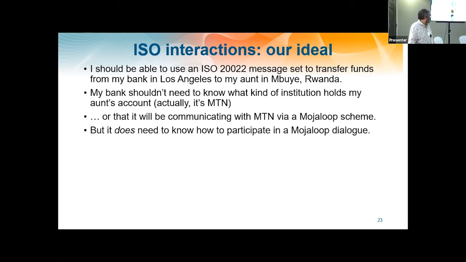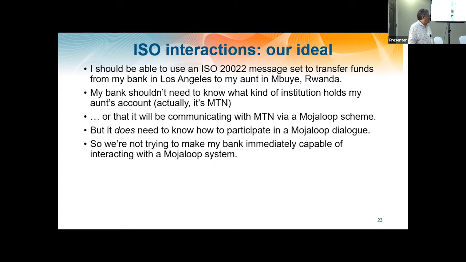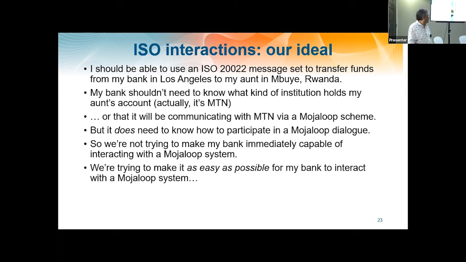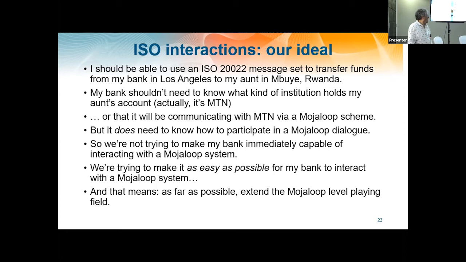My bank does need to know how to participate in a Mojaloop dialogue. So we're not trying to make it immediately capable of interacting with the Mojaloop system, but we're trying to make it as easy as possible, whatever that means, for my bank to interact with the Mojaloop system. And that means essentially extending the level playing field to the world. I'll leave you with that thought.